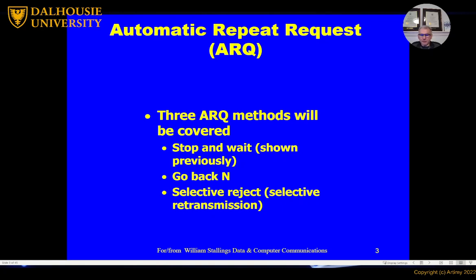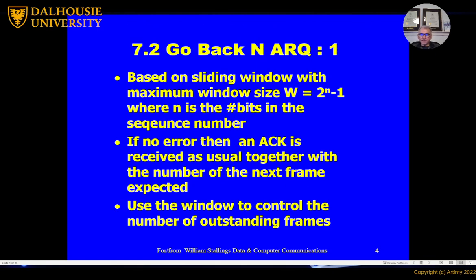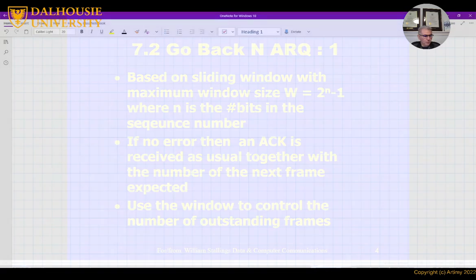There are actually three techniques. We saw examples of them before. We talked about stop and wait. That's the simplest one, and we use that also for automatic repeat request, right? Then there is something called go back N, and something called selective reject or selective retransmission. We will see each one of them. Just a reminder, the stop and wait is simply as we saw before.